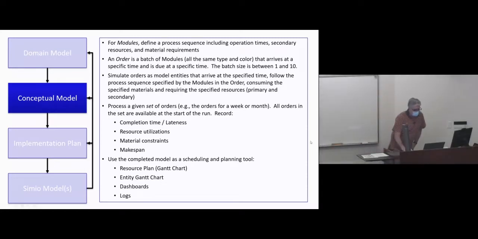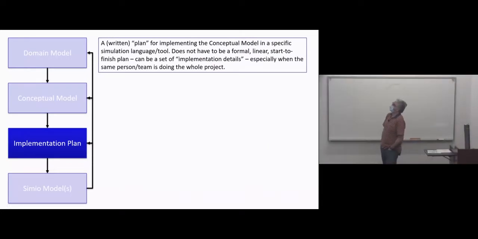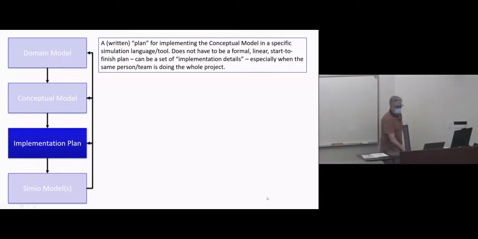Okay, so now we move to the implementation plan, where I'm really going to spend the rest of our class time. And what a written plan says is, I'm transitioning from my conceptual model to a specific model, Simio, in our case. And so, as I said, this is something that you want to write down. This is not something where you open Simio and just start typing away. Right? This is written. And again, the implementation really depends on the team doing the project.